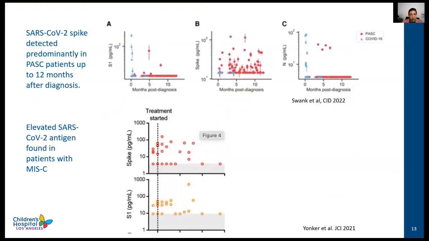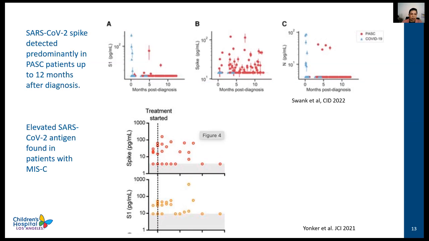So these are two other interesting studies looking for biomarkers or predictive or diagnostic features for PASC. The study on top by Swank et al., published in CID 2022, is a very interesting study which looked at spike, the S1 antigen, the whole spike, and the nucleocapsid antigen, months after diagnosis. In the figure on the top, the red shows the patients with PASC, and the blue shows the control patients who did not develop PASC. And as is clearly obvious, the PASC patients tended to have higher levels of these antigens. And within the S1, spike, and nucleocapsid, it was really the whole spike antigen which was persistently positive in patients with PASC up to 12 months after diagnosis.